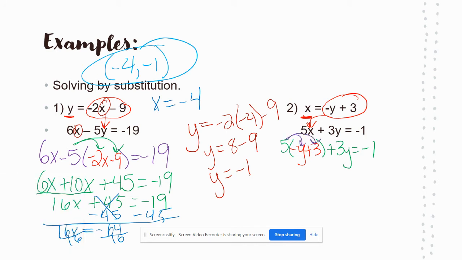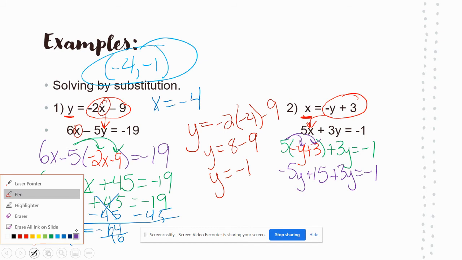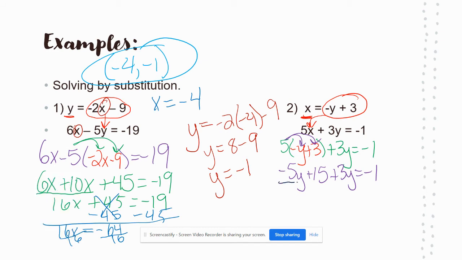Distribute the 5. 5 times negative y is negative 5y. 5 times 3 is positive 15. I'm bringing down that plus 3y equals negative 1. Our like terms are going to be negative 5y and 3y. When I add them together, we get negative 2y.